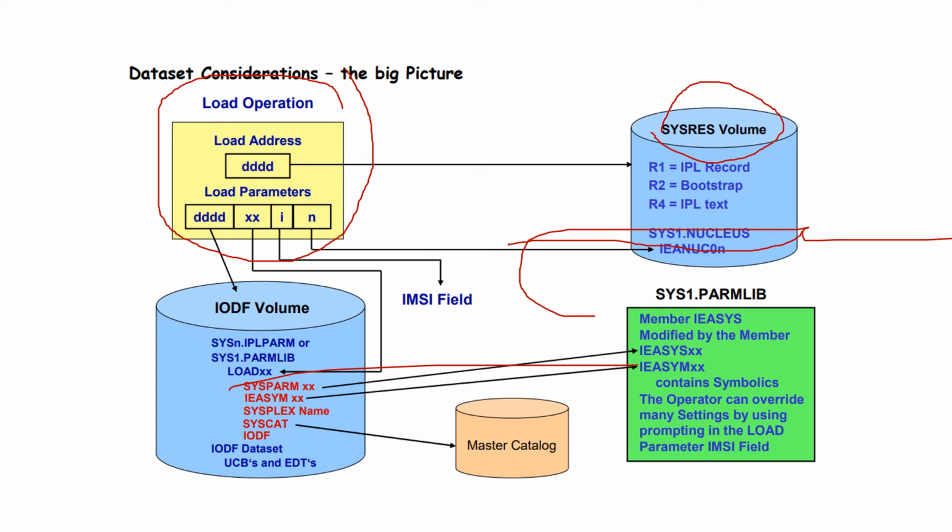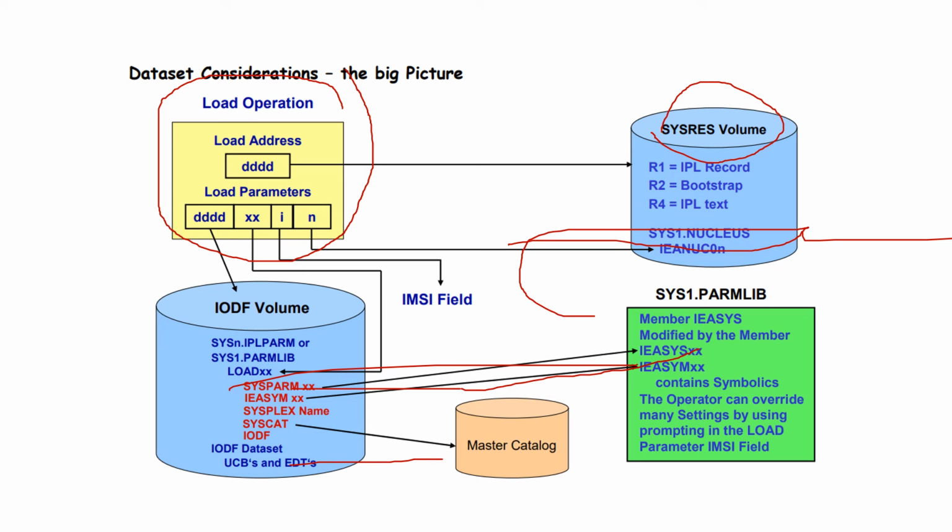IRIM will first attempt to locate the LOADxx, then SYS0.IPLPARM to SYS9.IPLPARM, and finally SYS1.PARMLIB.